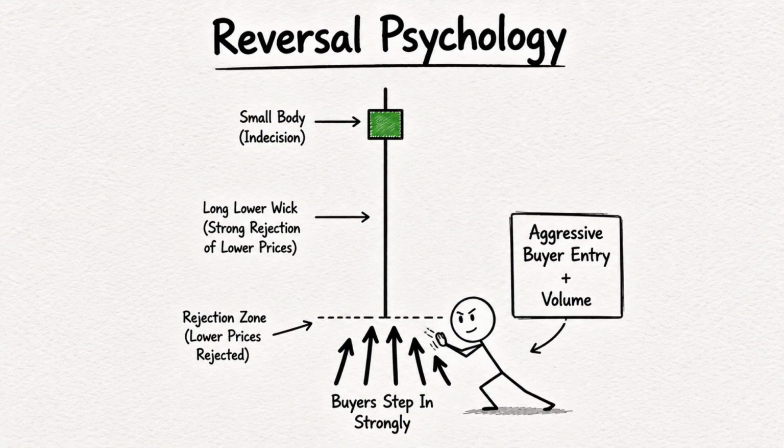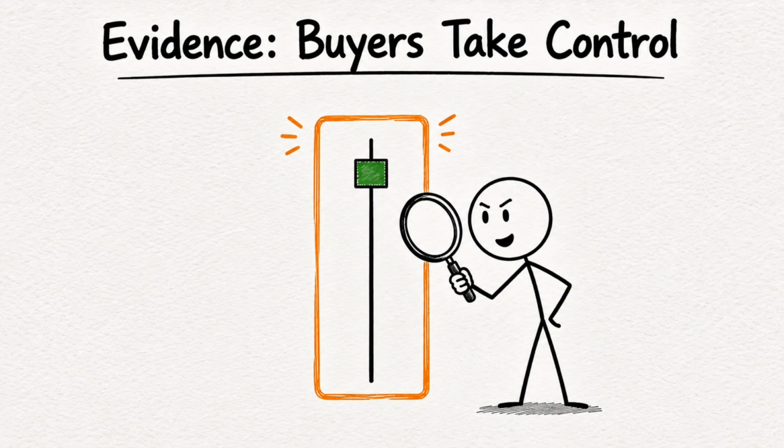This long wick proves that the sellers are losing their grip at that price level, and a trend reversal is highly likely. Don't just look at it as a single candle in your trading. See it as the first solid piece of evidence that buyers are taking back control.